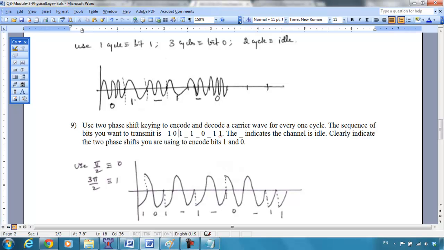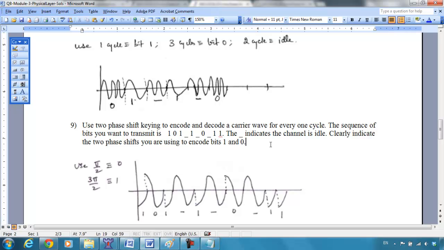Then again the channel is idle. Now I want to send bit 0. I cut the first quarter and send the remaining part of the cycle. Then the channel is idle. Then I want to send again bit 1. I cut the first 3/4 and send only the last quarter here because it's 3 pi over 2.